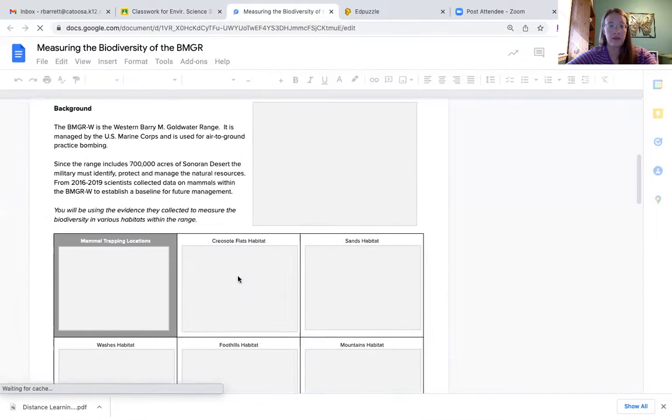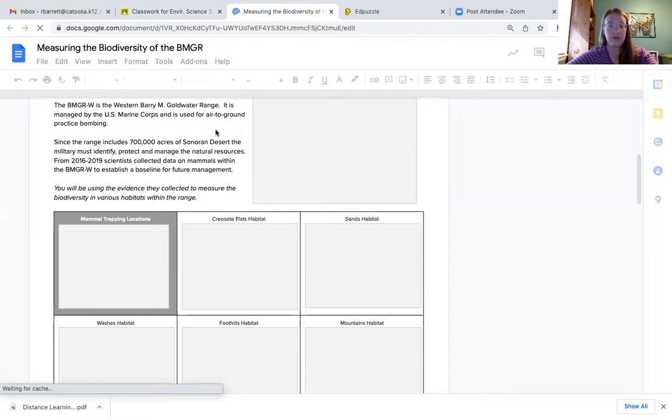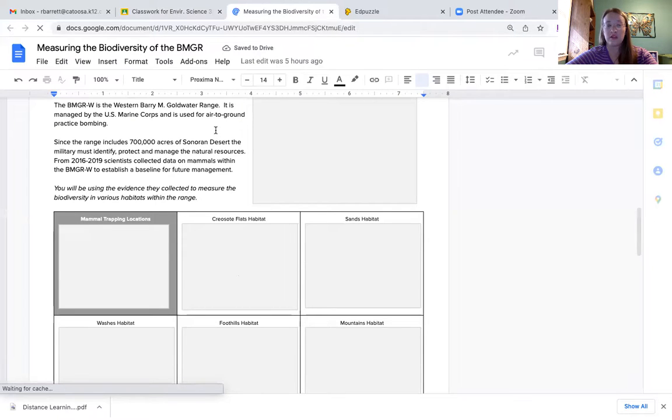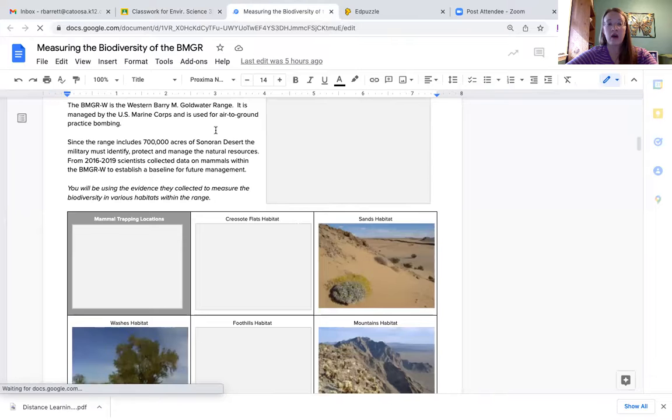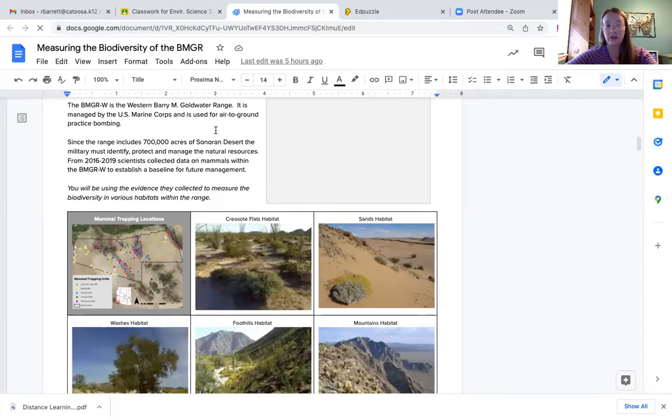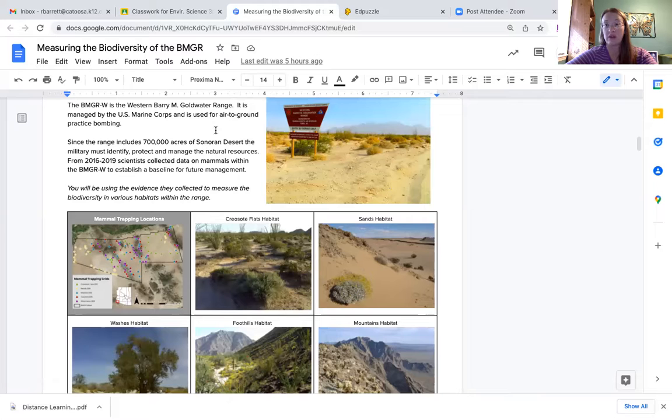All right, background. I'm going to read this, but basically, this is a large area of the Sonoran Desert in California that's owned by the Marine Corps. This is where they do test bombings. They drop missiles, they test bombs here. And so there are people whose job is to manage the natural resources and see what types of things are destroying, see where they can drop these bombs and not.